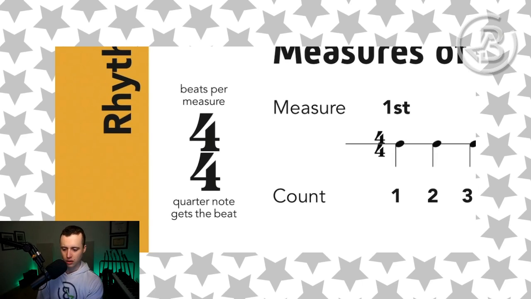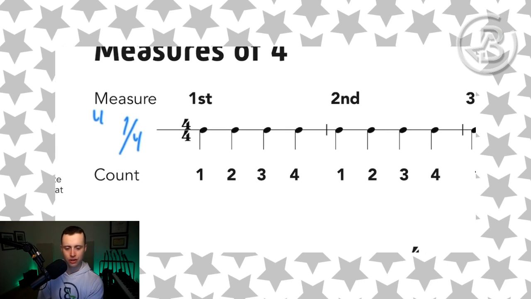So we take the 4 and put a 1 over it, turning it into a fraction. The name of that fraction is a quarter. The quarter note gets the beat. The quarter note gets the count. Sure enough, we can see that each quarter note is lined up with a beat or a count. Beat, count, we can use them to mean the same thing.